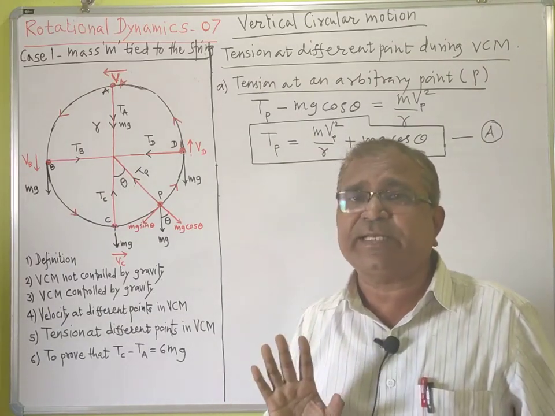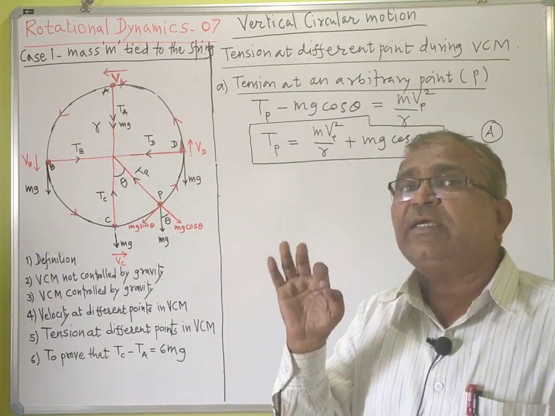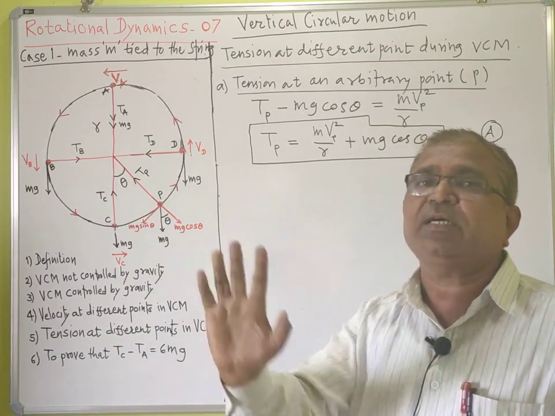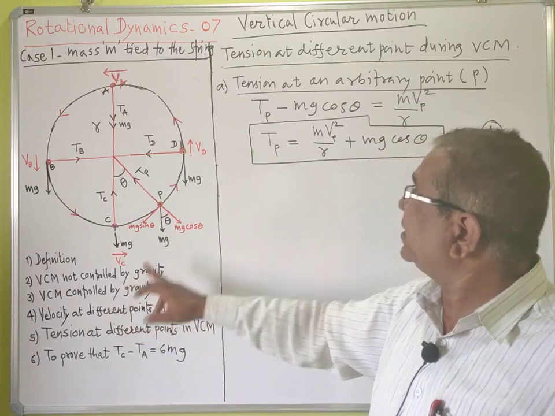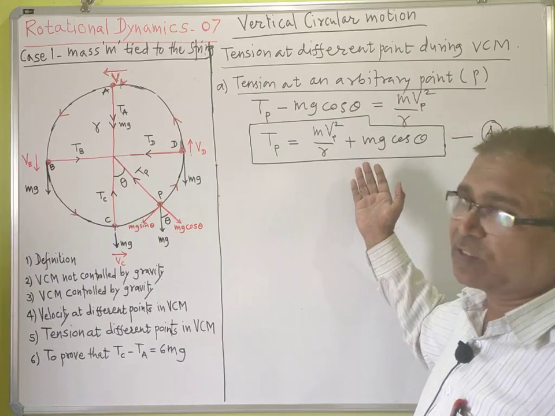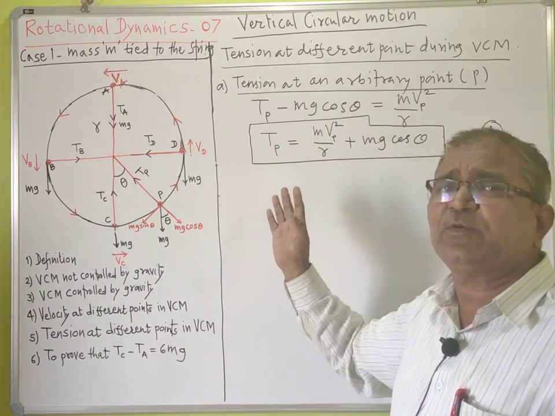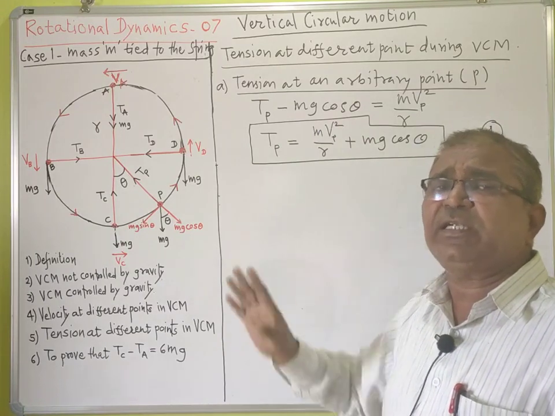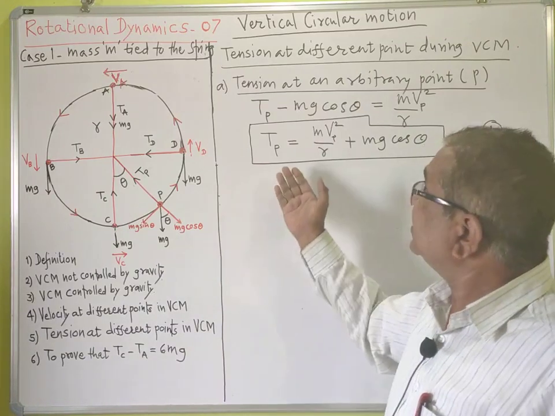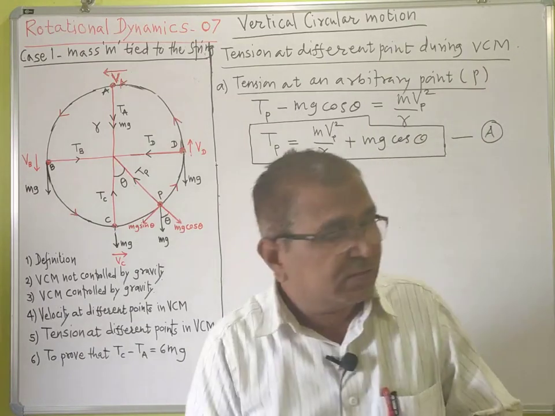I think this idea will be clear. So I have taken point P here. This is the tension acting on the string at point P during vertical circular motion under the control of gravity, given by Tp equal to m vp square upon r plus mg cos theta. Recall this sentence and this formula many times, write it 10, 15, 20 times, and memorize this formula completely. This is the most important formula, and from it we have to derive another two formulae.